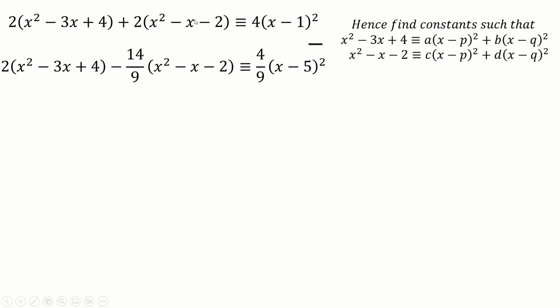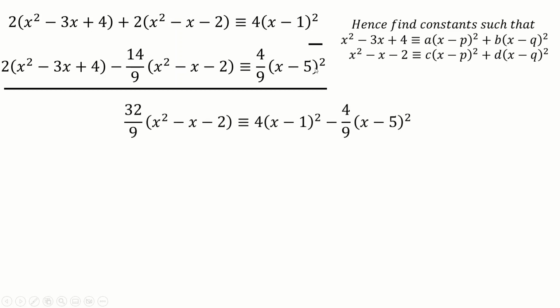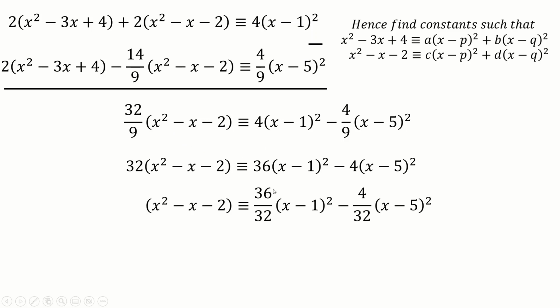This one take away this one. These two things will go away. This minus this is a plus, so that's going to be 18 over 9 plus 14 over 9 is 32 over 9. Lots of this thing here is going to be this thing minus this thing. But this is now looking almost exactly like this. I just need to times everything by 9, and then I need to divide everything by 32, and then simplify.